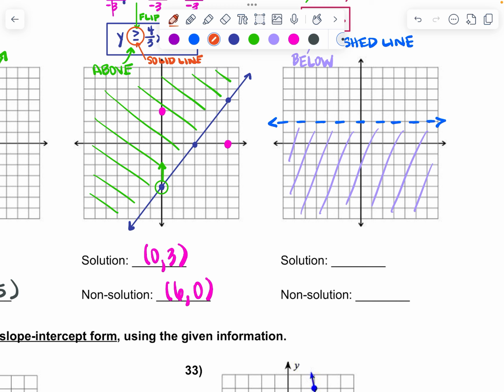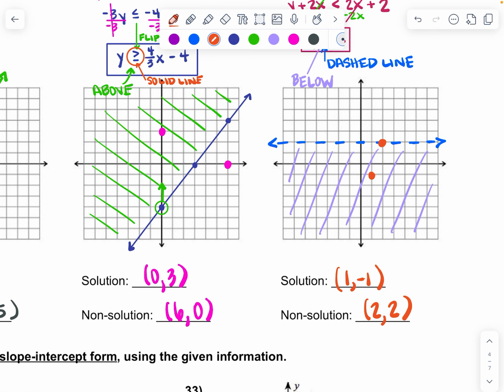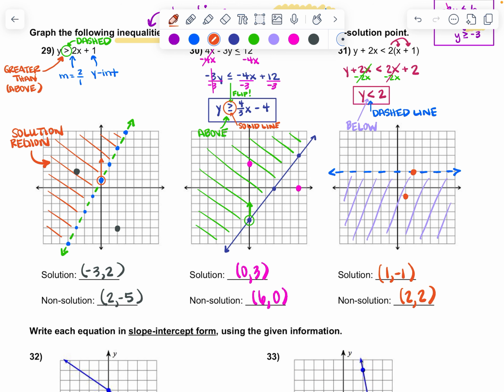So you can pick any point you want, right? So if I pick this point right there, 1, -1, right? And a non-solution would be anything that's above the line, or I could also pick, just make sure we understand, any point on the dashed line like 2, 2, and that would not be a solution because it's a dashed line, right? And so anything on the dashed line would not be a solution.